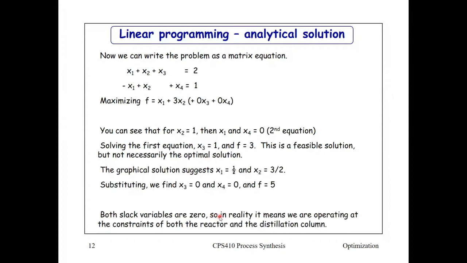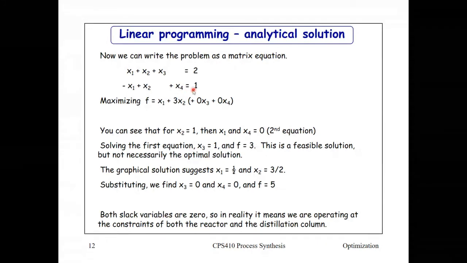So yeah, that's what slack variables are. They just tell you whether you're against that constraint. So that slack variable will tell you whether, if that's non-zero, it'll tell you that you're not against that constraint. And if this one is non-zero, it'll tell you you're not against this constraint.